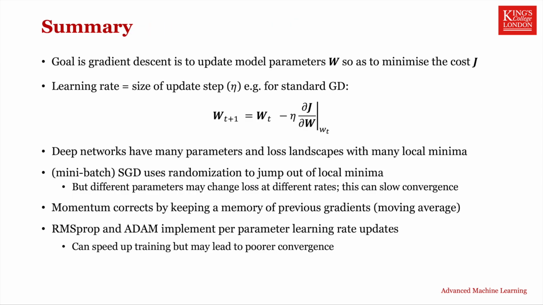So, in summary, the goal of optimization is to update the model parameters so as to minimize the cost. We are looking for a specific set of parameters which lead to the best performance of our model, where this is measured by a loss function, and we're going to look at some examples of those in the next video. All approaches to optimize deep networks that I am aware of use variants of gradient descent, which is a first-order optimization algorithm which seeks to update the parameters by taking a step in the direction of the negative gradient, where the step size is controlled by the learning rate eta.